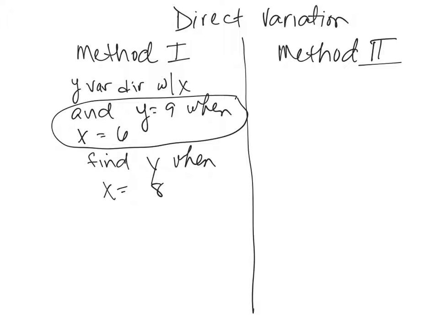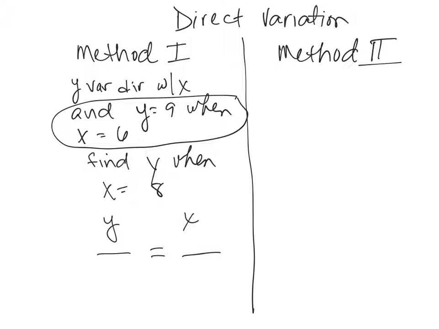So this is a basic proportion. I'm going to show you how to do it this way. I'm going to show a method 2, which is the way they want you to do it, but I don't care if you do it either way, okay? So what I do is I have y varies directly as x. So I set up a proportion like this. Y varies directly as x.